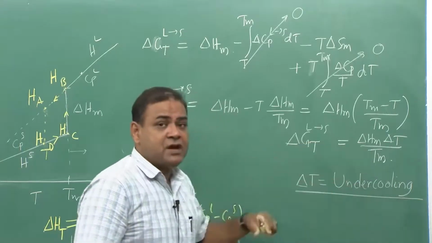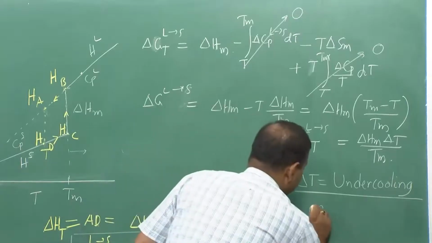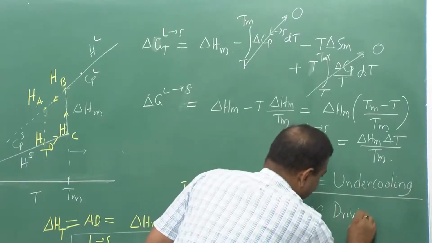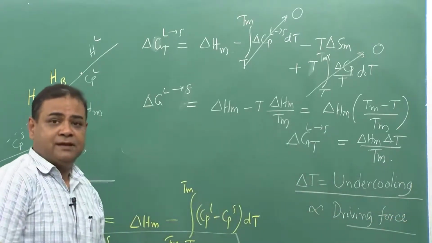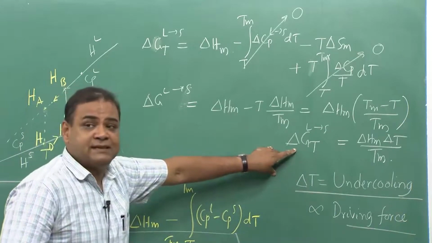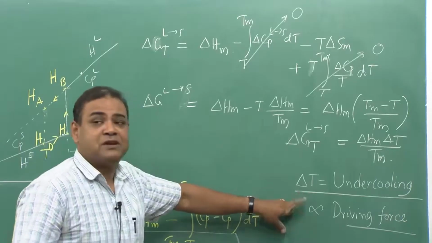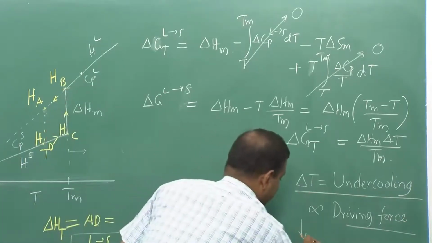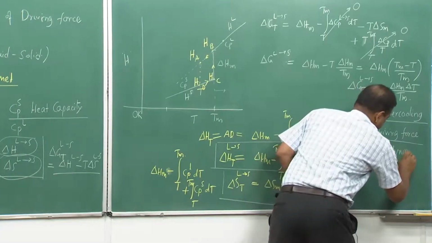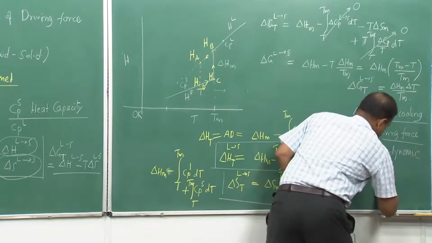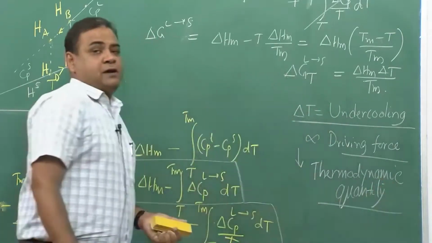See, this undercooling term is directly proportional to the driving force, because these two terms are constant for a particular metal. So, that means this is proportional to driving force. What does it mean? This is a thermodynamic quantity. So, if this is proportional to driving force, then this also becomes a kind of thermodynamic quantity.